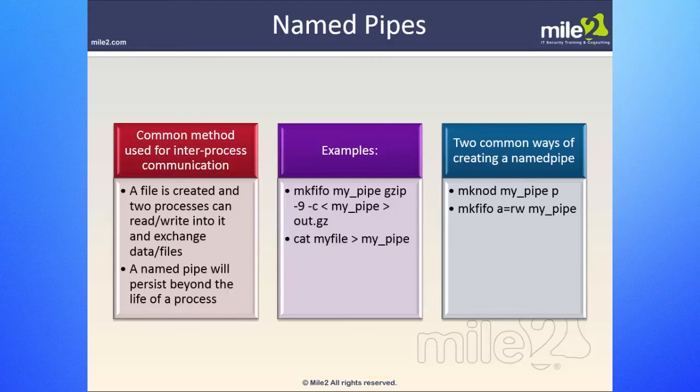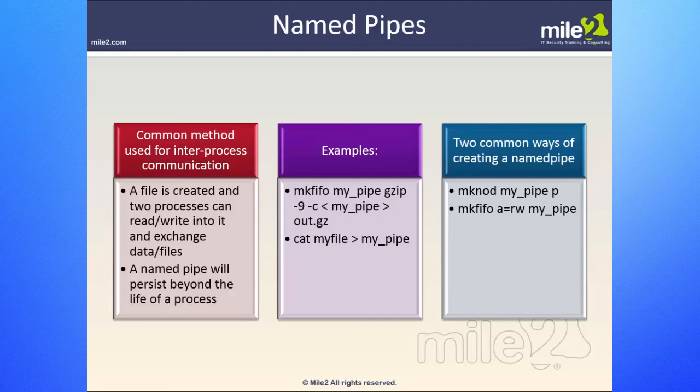Let's see, the common methods used for inter-process communication: files are created, then two processes can read and write into the exchange data files, and a named pipe will then persist beyond the life of the process. Here they give you some examples, and these are some of the things we're going to be using, like your mkfifo, and then your my pipe gzip -9 -c, for instance, and then your my pipe out gz.